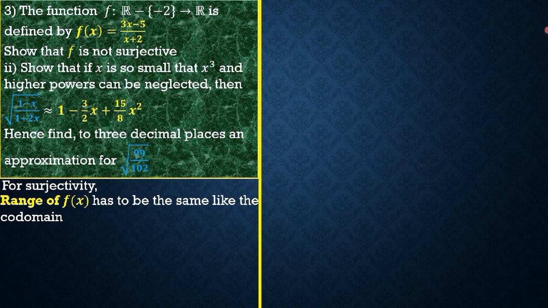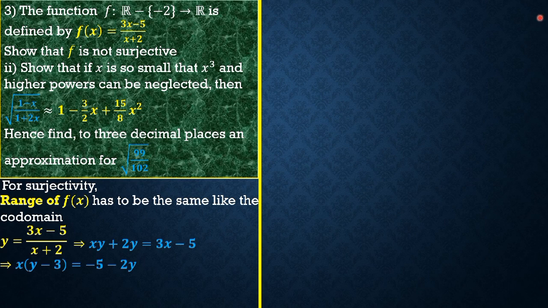By so doing, we let y be equal to the function. Solving for x, multiplying both sides by x plus 2, we have xy plus 2y equal to 3x minus 5. Factoring out x by bringing 3x to the left hand side, we have x into y minus 3 equals minus 5 minus 2y. Dividing all through by 3 minus y, we have x equals 5 plus 2y over 3 minus y. Keep in mind that the function is defined in terms of x, so we have to convert all the y's back to x. So we have f inverse of x being equal to 5 plus 2x over 3 minus x.